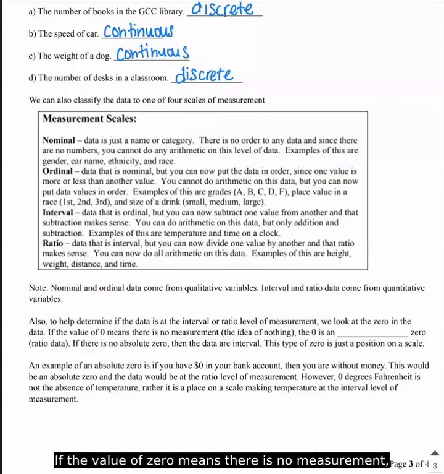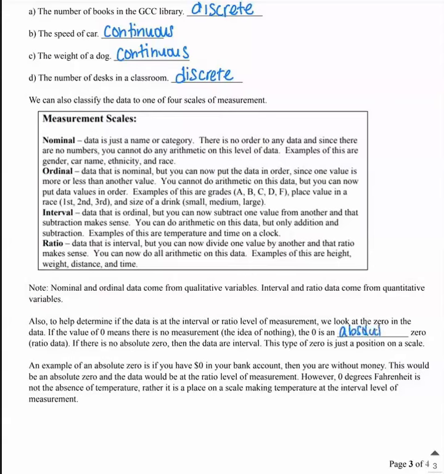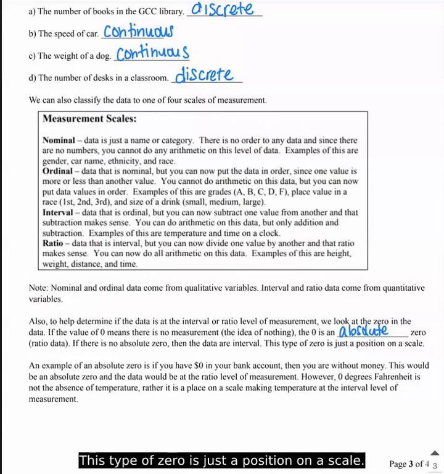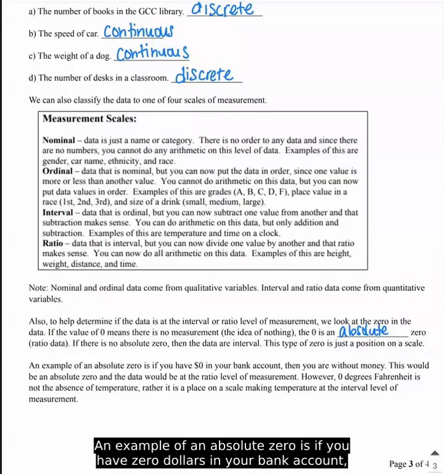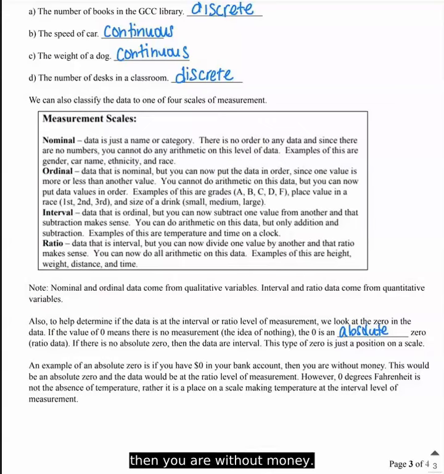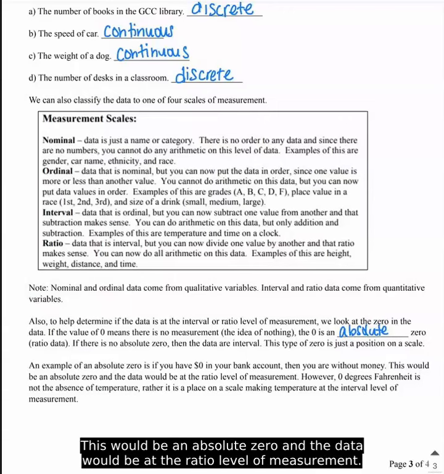If the value of 0 means there is no measurement, so the idea of nothing, the 0 is an absolute 0. So it's at the ratio data. If there is no absolute 0, then the data are interval. This type of 0 is just a position on a scale. So an example of an absolute 0 is if you have $0 in your bank account, then you are without money. This would be an absolute 0, and the data would be at the ratio level of measurement.